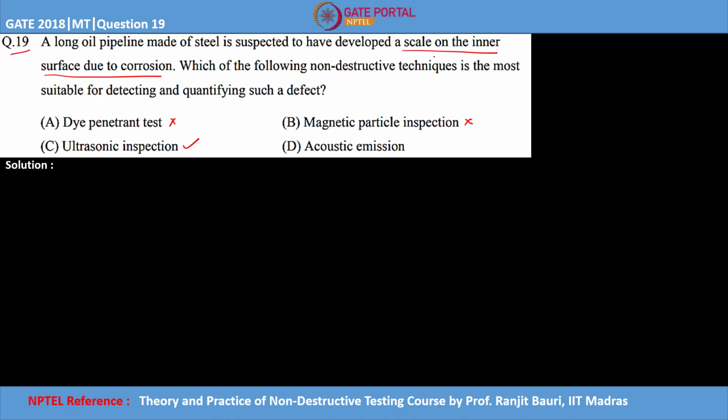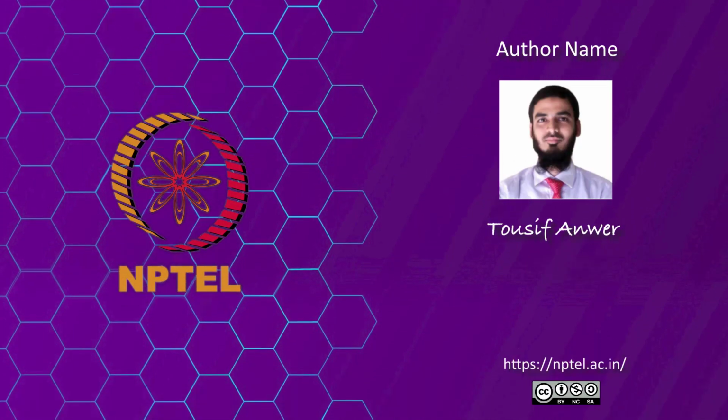But coming to our case, for scale formation, among all these four, ultrasonic is the best one. Acoustic emission we cannot use for scale detection inside our pipeline wall. So the right option for our problem is option C, ultrasonic inspection. Thank you.